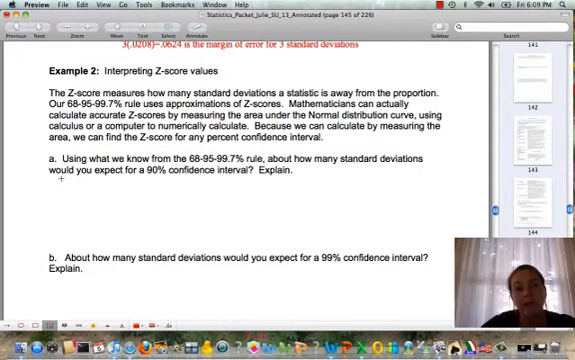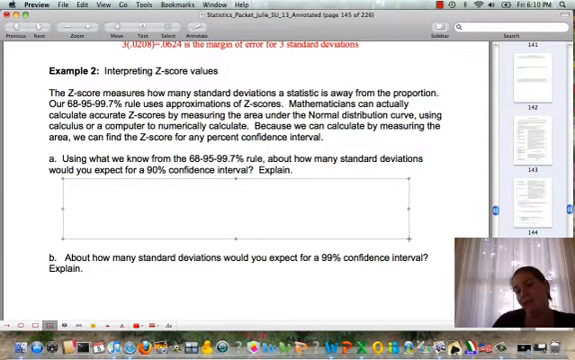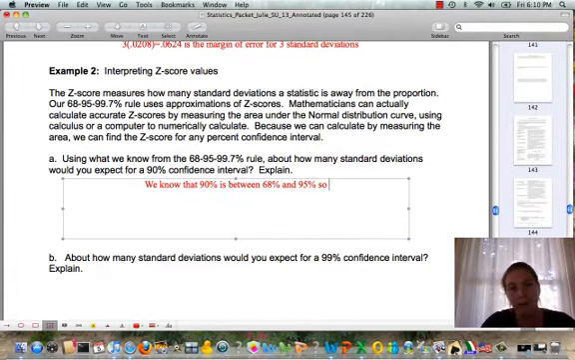So using what we know about the 68, 95, 99.7% rule, what would you guess the z-score is for 90% confidence? Well, we know that 90% is between 68% and 95%. So then we must expect that the 90% z-score is between 1 and 2.